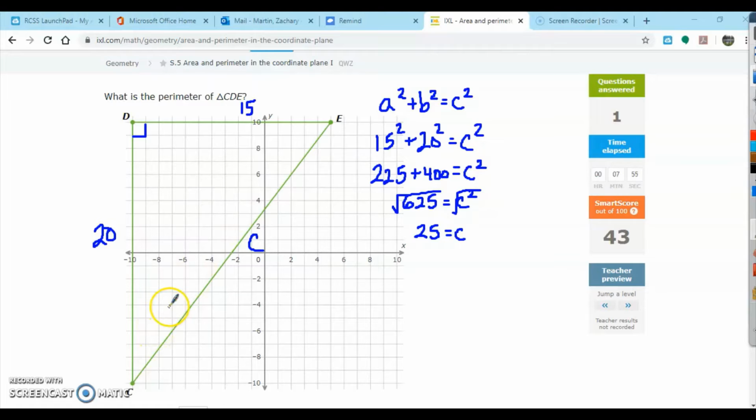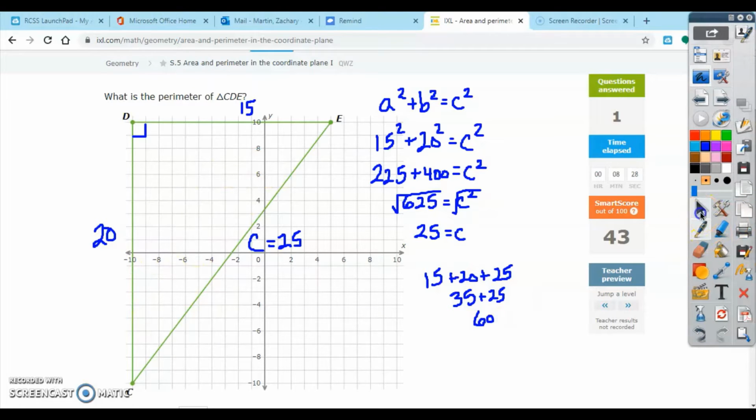The distance from point C, so don't get that confused with side c. You probably should have picked something different, but don't worry about it. The distance from point C to point E, that's 25 units. Now, what's something else you could have hopefully seen? Well, this is just a 3, 4, 5 Pythagorean triple. 5 times 3, 5 times 4, 5 times 5. So if you saw a Pythagorean triple, that's pretty cool too. Now, I want the perimeter, so you need to add those up. That's 15 plus 20 plus 25. 35 plus 25, and that's 60. The perimeter of this triangle, the distance all the way around the edges, 60 units.